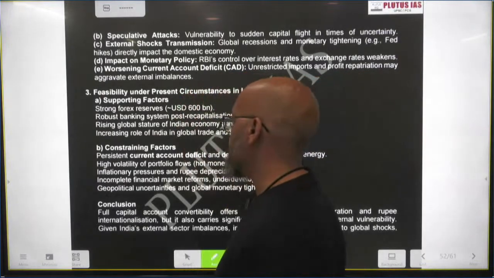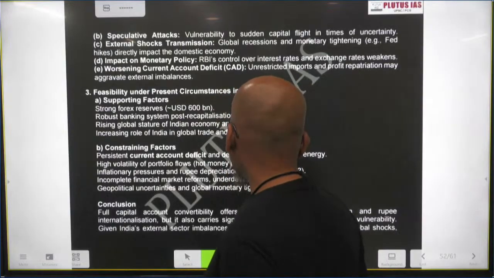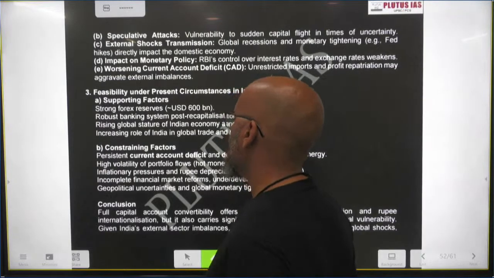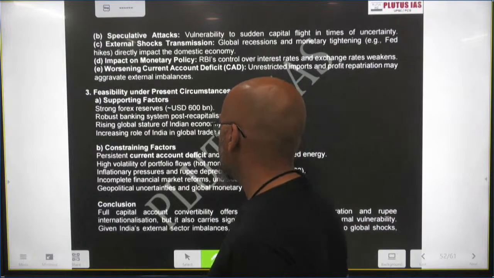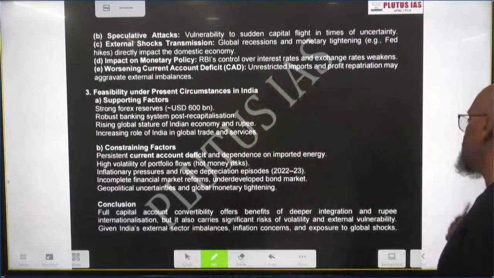Constraining factors: persistent current account deficit and dependence on imported energy, high volatility of portfolio flows, inflationary pressures and rupee depreciation episodes, incomplete financial market reforms, underdeveloped bond market, geopolitical uncertainties and global monetary tightening. Okay, so all this you could have written and concluded.